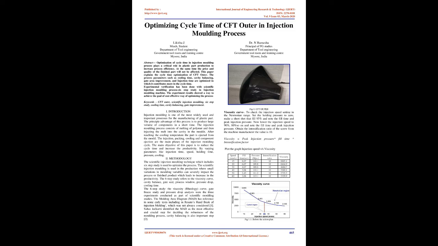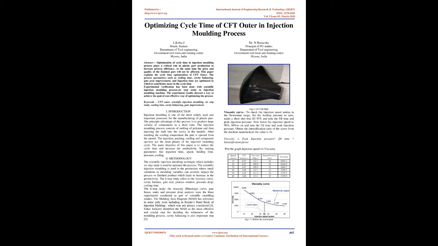Introduction. Injection molding is one of the most widely used and important processes for the manufacturing of plastic parts. The principal advantage of this process is to produce large volumes of components in a short time. The injection molding process consists of melting of polymer and then injecting the melt into the cavity in the mold. After reaching the cooling temperature, the part is ejected from the mold.